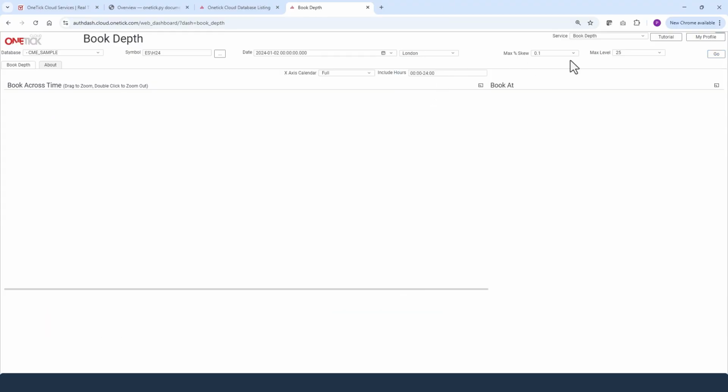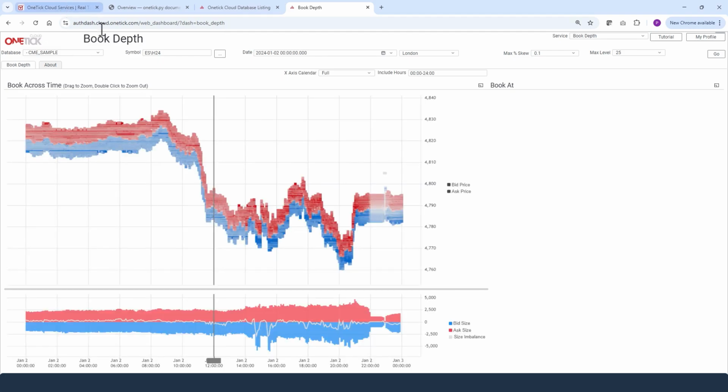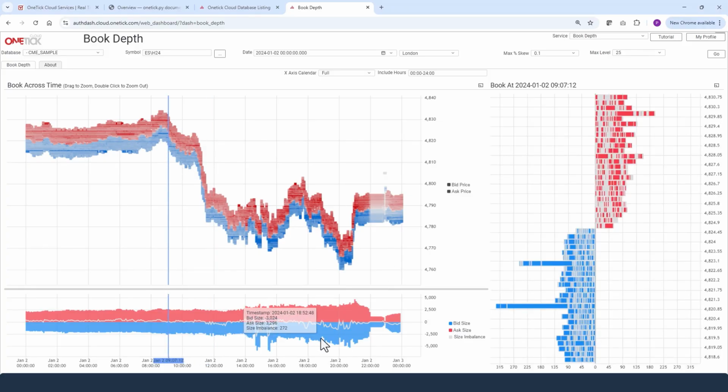Let's actually do that again. I'm going to use London time. Now I'm showing the book across time and then the book at a specific point in time, which I can select, along with the book depth at 25 levels and then the size and imbalance.